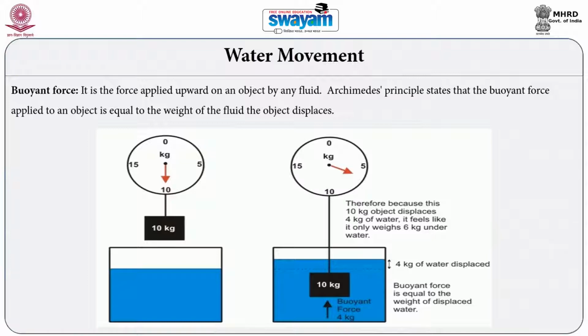So, for example, if you put 10 kilograms of any metal or weight into the water, what happens? Water is displaced. Because this 10 kilogram object displaces 4 kilograms of water, it feels like it is only 6 kilograms underwater. This force is called the buoyant force, which is equal to the weight of the displaced water.